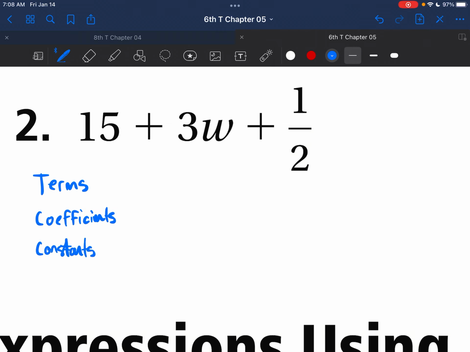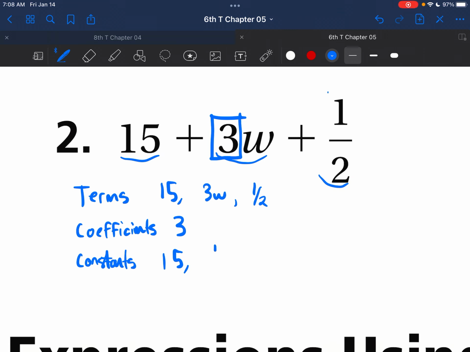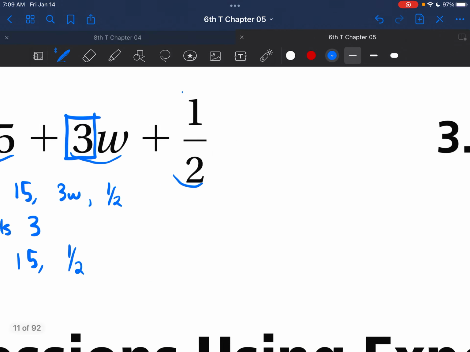So let's see what we have. What terms do we have? Well, we have the first one, which is 15. We have 3w, and then we have 1/2, okay? What coefficients do we have? Well, we have only the number 3, so that's our only coefficient. And then last but not least, what are our constants? We have the number 15 is one of our constants, and 1/2 is another constant. All right, good job. Let's continue on.